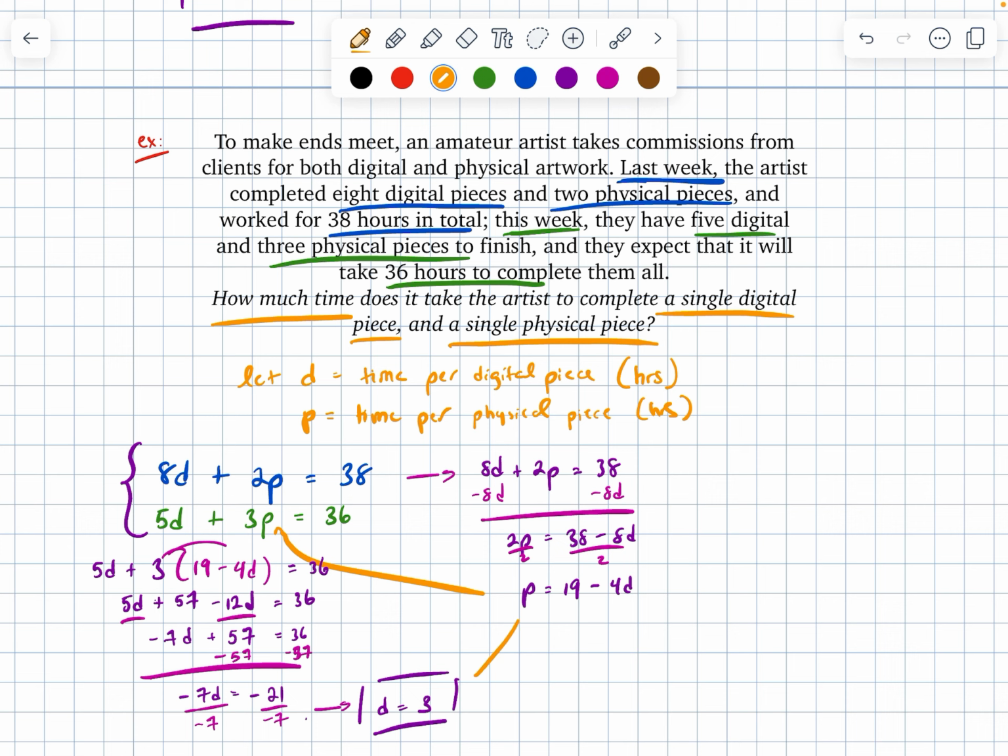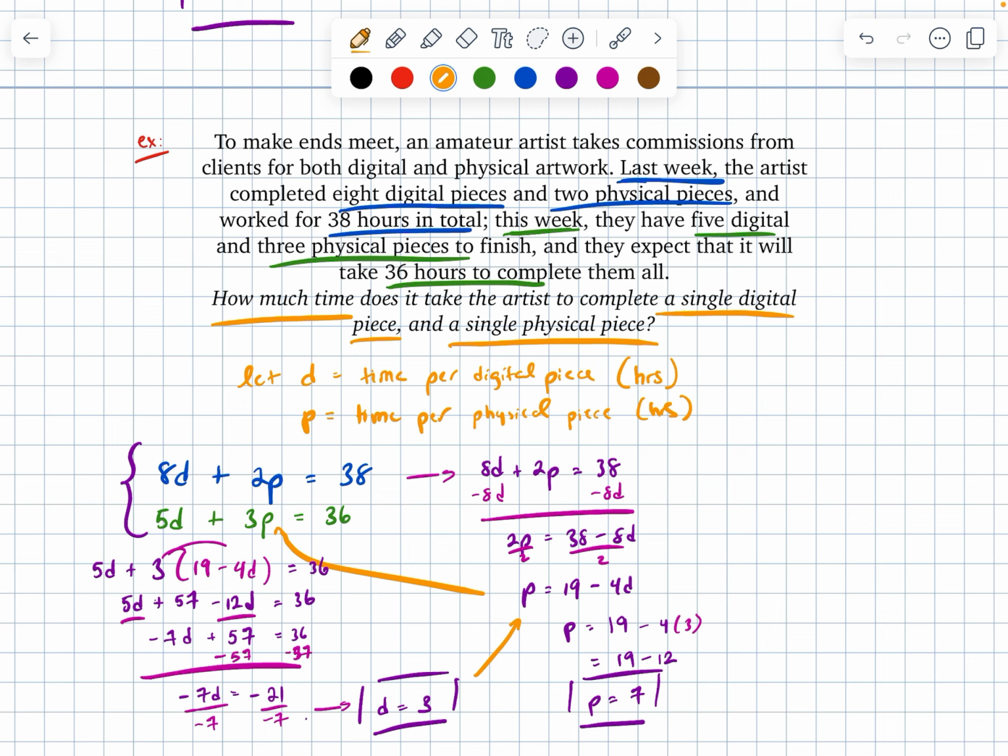Knowing that D is equal to 3, I now need to solve for P. Notice here, this equation is already solved for P, so I'm going to substitute there. So I know by substitution that P is equal to 19 minus 4D, but D we've established is 3. Therefore, P is equal to 19 minus 12.